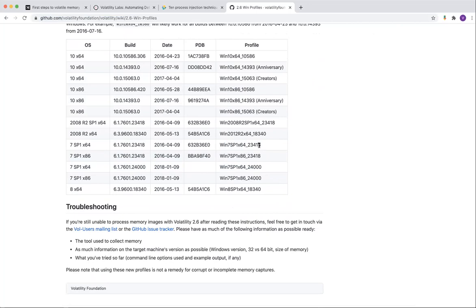The only difficulty which I have seen from the past 3 years is parsing Windows 10. When I started testing Volatility, the Windows 10 format was not supported, but slowly they caught up and started supporting those things.